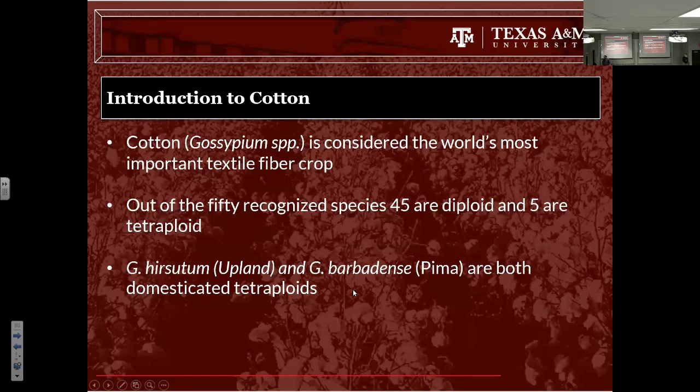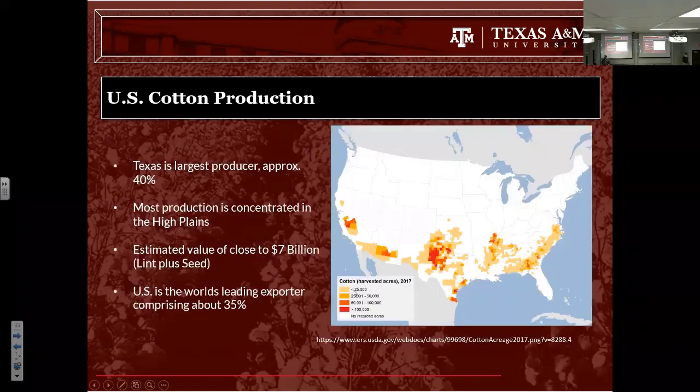So cotton is considered the world's most important textile fiber crop. Out of the 50 recognized species, 45 are diploid and 5 are tetraploid. Gossypium hirsutum, which is upland, and Gossypium barbadense, Pima, are both domesticated tetraploids.